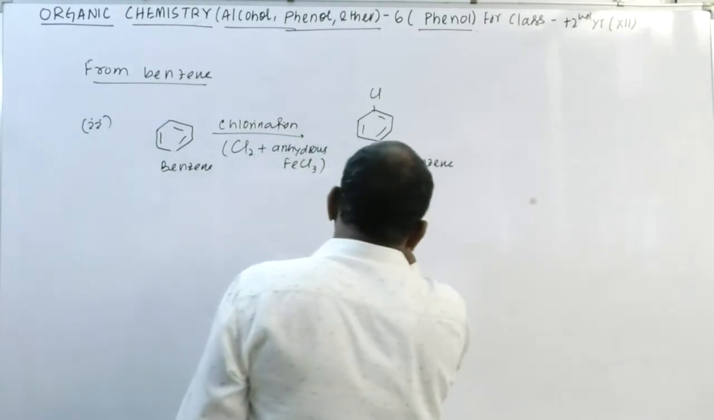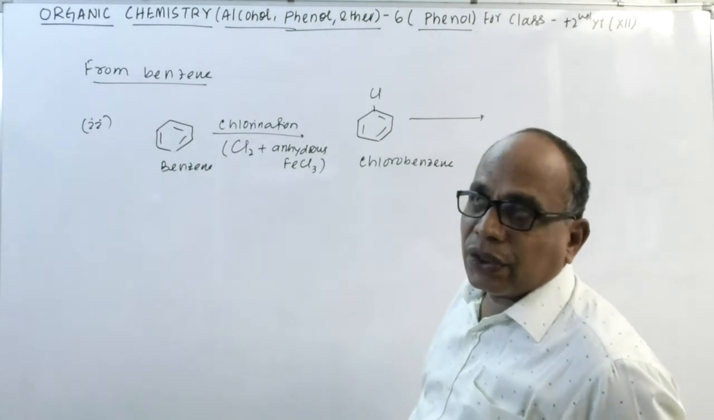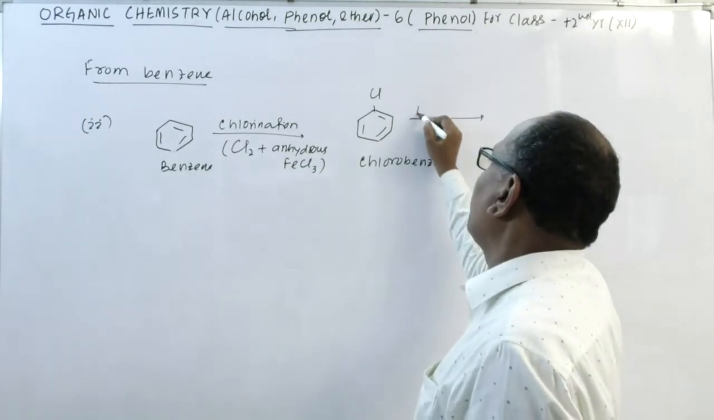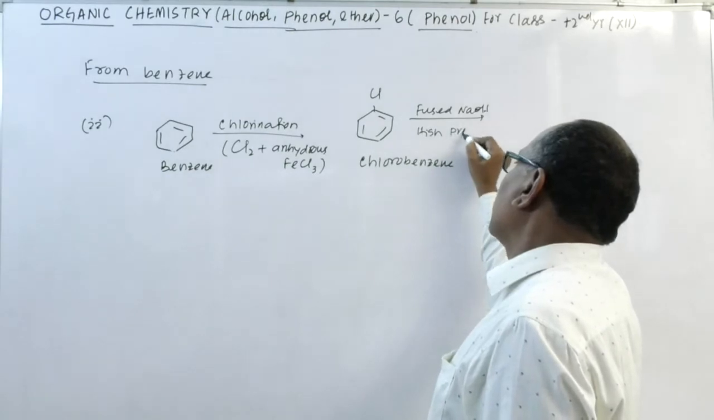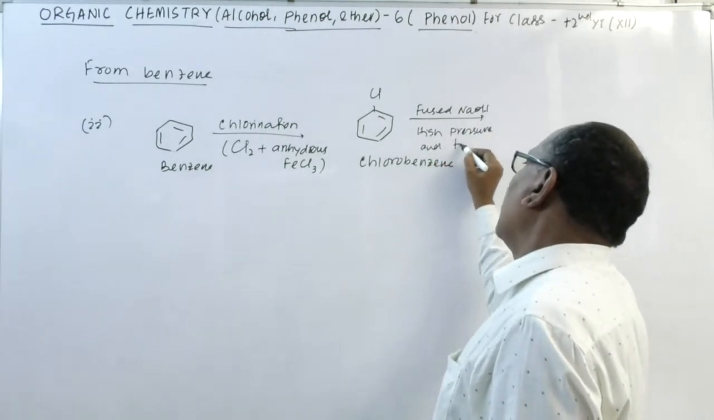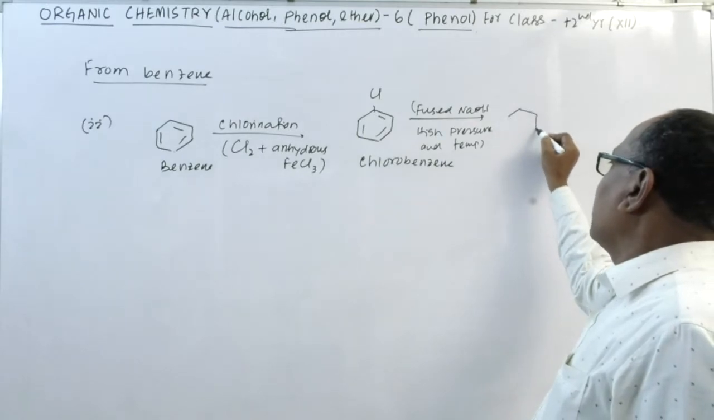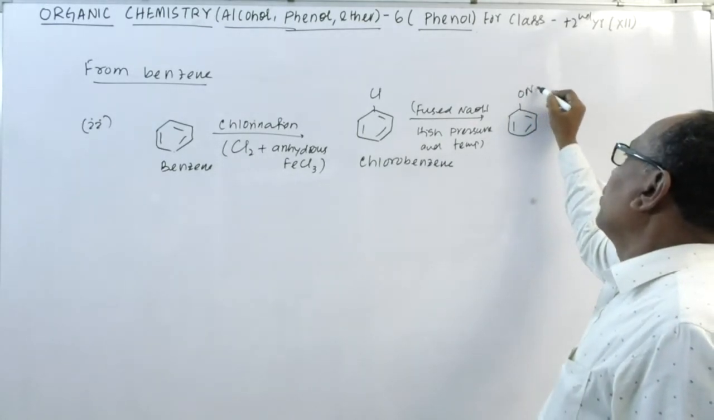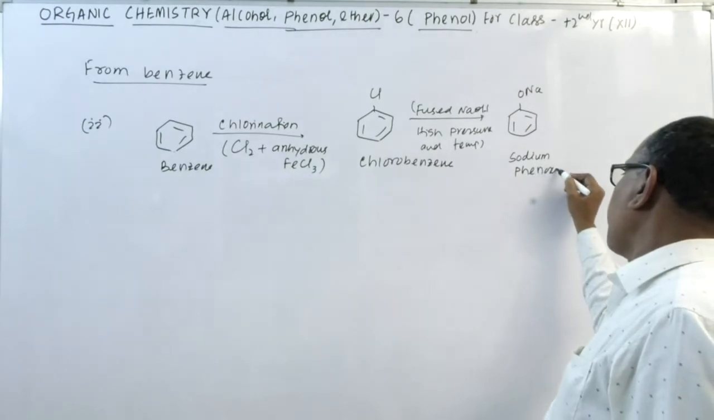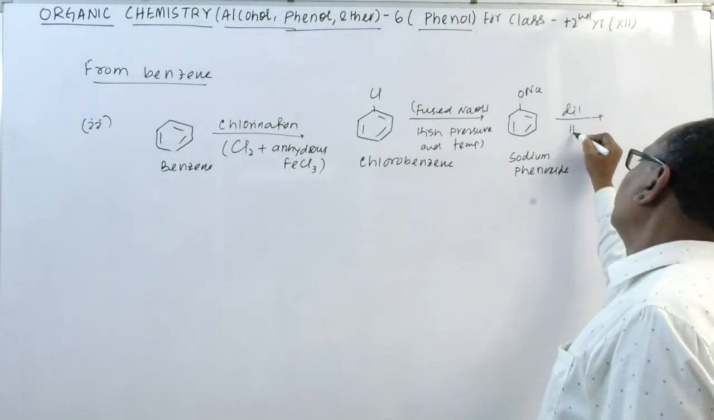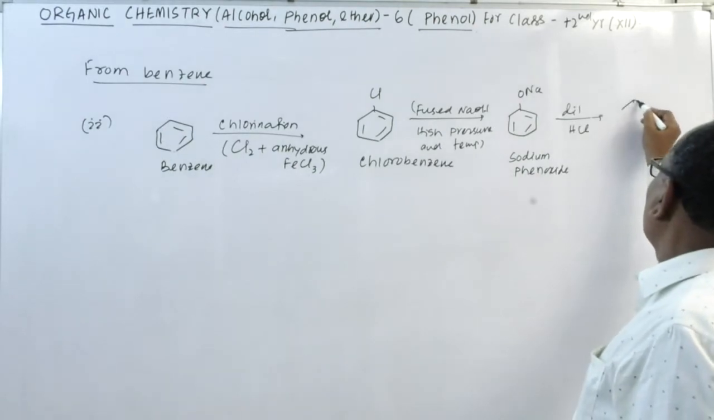this is your chlorobenzene. And this chlorobenzene can undergo nucleophilic substitution reaction when fused with NaOH at high pressure and high temperature. Under this condition the OH group substitutes, and this becomes sodium phenoxide. And this sodium phenoxide, treated with dilute HCl and acidification, the ONa group converts to phenol.